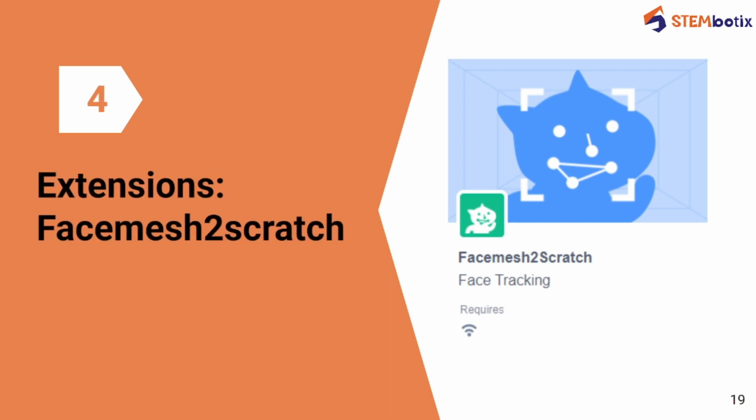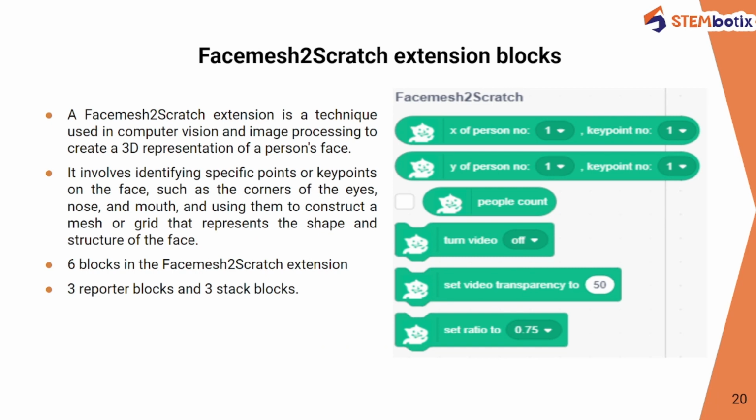After discussing four different AI ML related blocks or extensions in Blockzy, now let us see one extension, which is Face Mesh to Scratch. Here we are going to see detailed information about the Face Mesh to Scratch extension. This extension is one of the four extensions provided in Blockzie related to AI and ML. It is a technique used in computer vision and image processing to create a kind of 3D representation of a person's face.